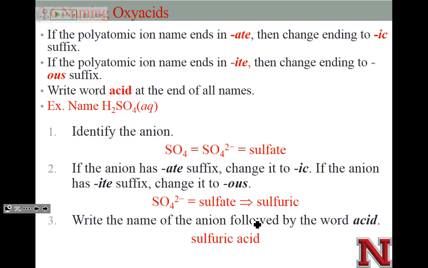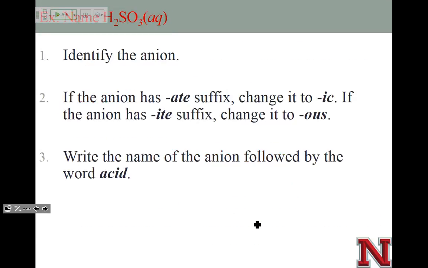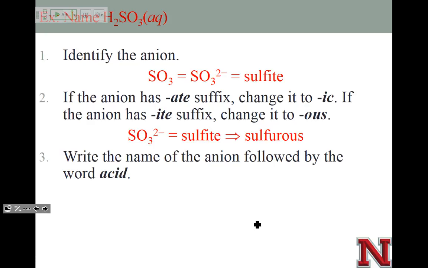It still might end in ite, it might end in ous, but we're not putting the hydro for the polyatomic ions. So let's look at H2SO3. Our ion is SO3 2-, so that's our sulfite. Ite will change to ous, so it's sulfurous. It sounds really good to put sulfus, so we put that ur.